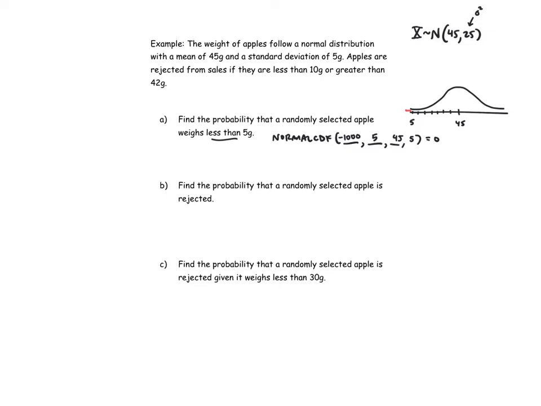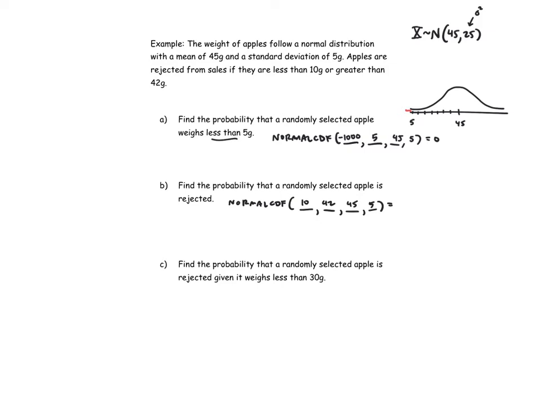Okay, so part B says find the probability that a randomly selected apple is rejected. So our apples are rejected if they are less than 10 or greater than 42. So I'm going to do a normal CDF again. Now my lower and upper are going to be the values that I'm given. So I'm going to be given 10. Anything less than 10 is rejected. Anything greater than 42 is rejected. Still same mean and same standard deviation. So let's see what we get here.